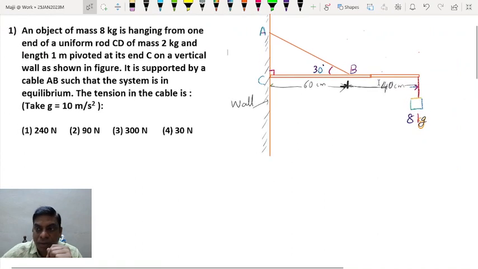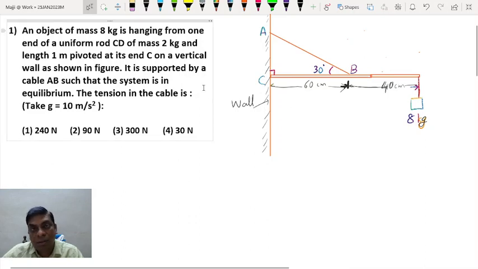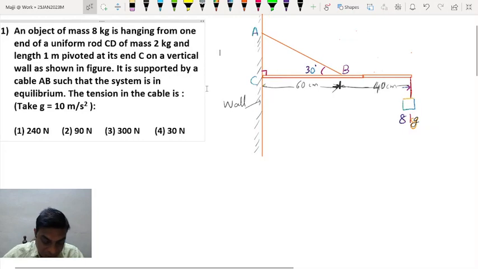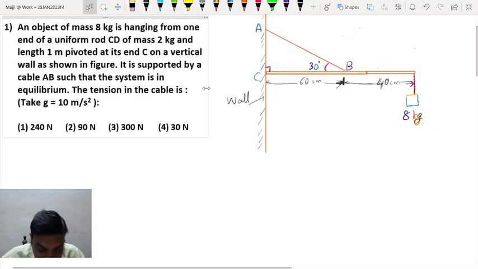Today I have come up with four questions from mechanics. I have picked these questions from the first shift, morning shift of 25th January 2023 JEE Mains. So let us start. Here is the first question.